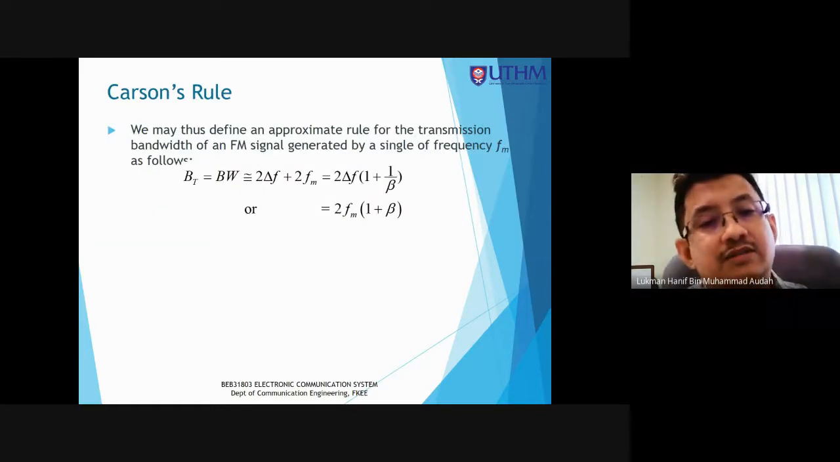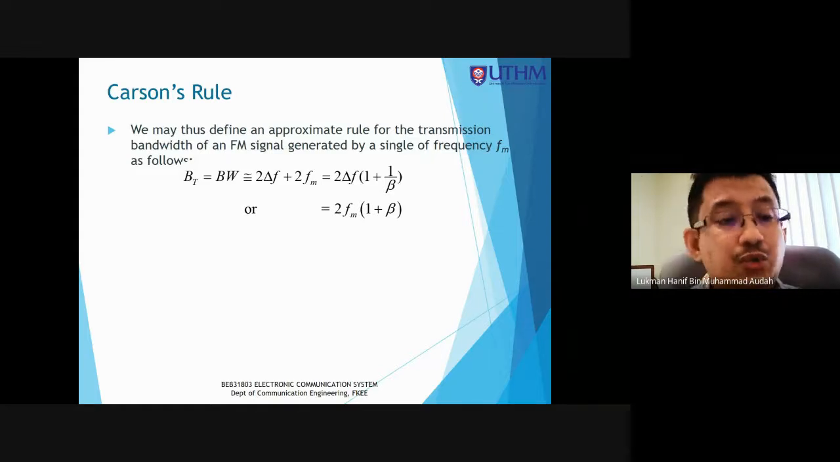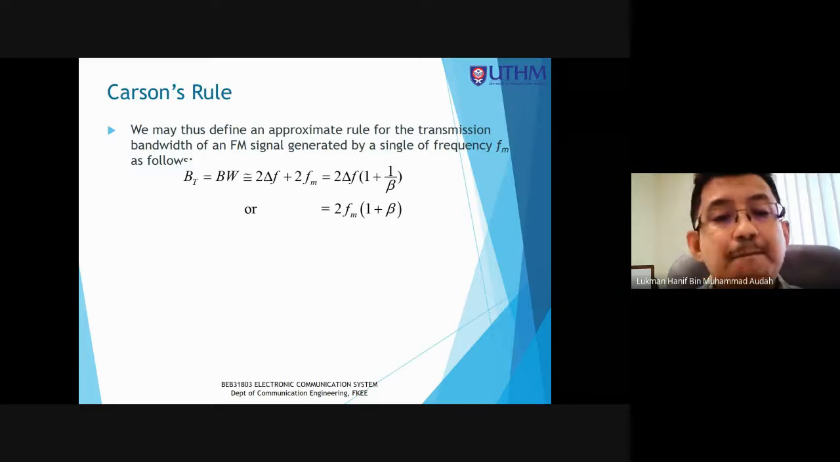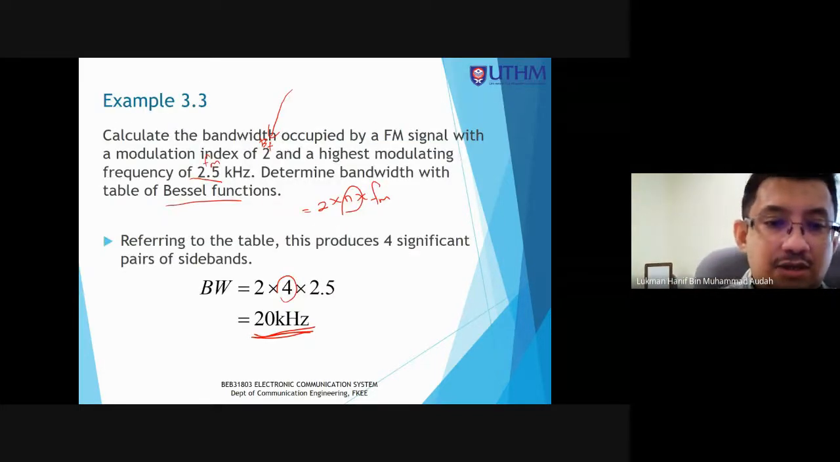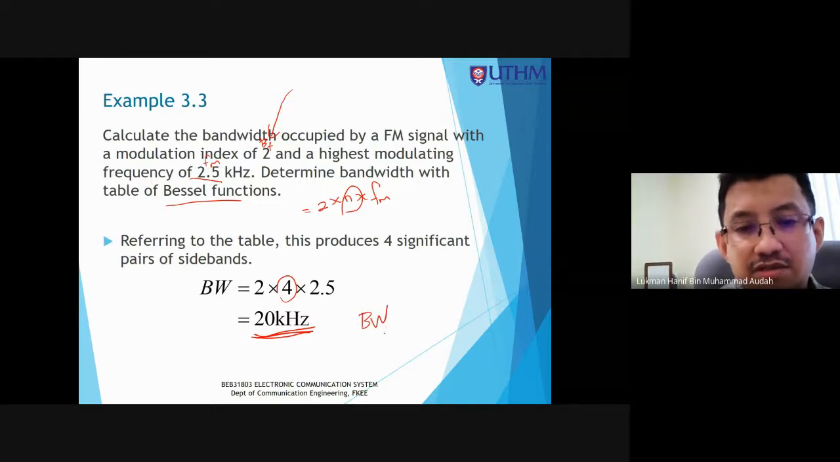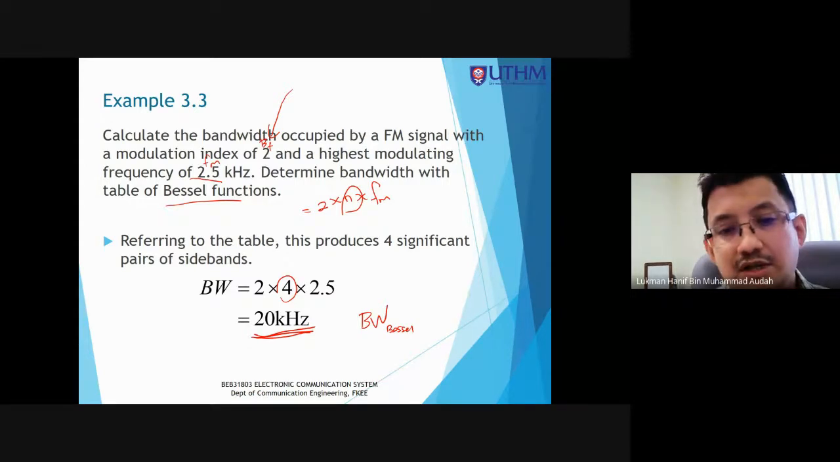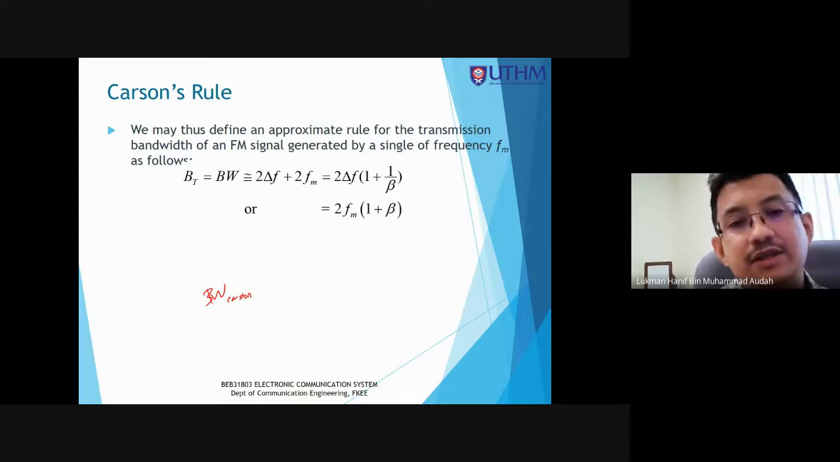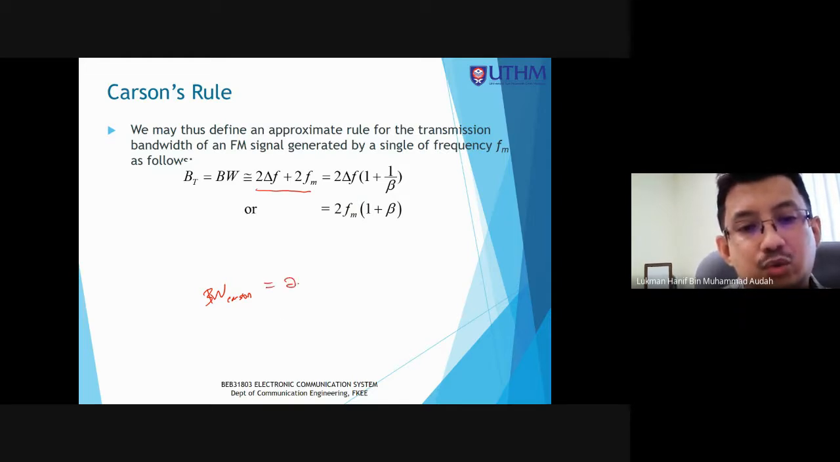Another method to calculate the bandwidth is using a Carson's rule. Ini kaedah yang kedua untuk mengira nilai bandwidth. So here the bandwidth by Carson. Tadi kita sebut yang tadi ni kita biasanya kita akan buat bandwidth Bessel. Kita buat macam ni biasanya. Bandwidth Bessel. For this one normally we write like this, bandwidth Carson. Okay, it is equal to 2 delta F plus 2 Fm, or you can write 2 times delta F plus Fm.